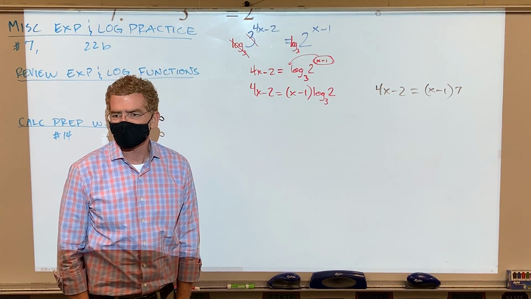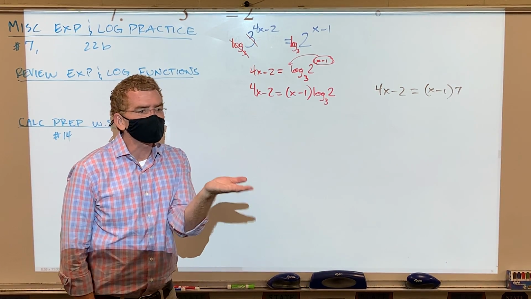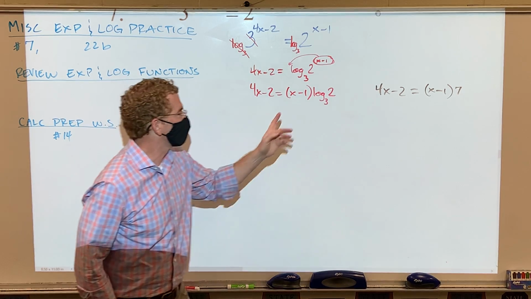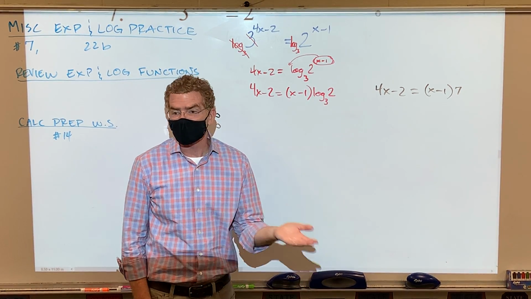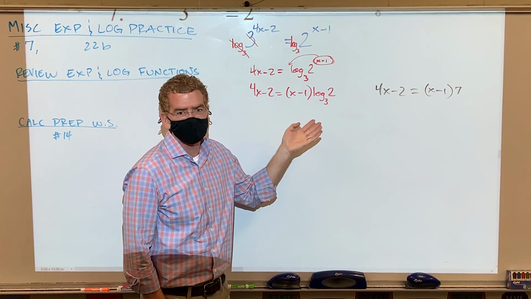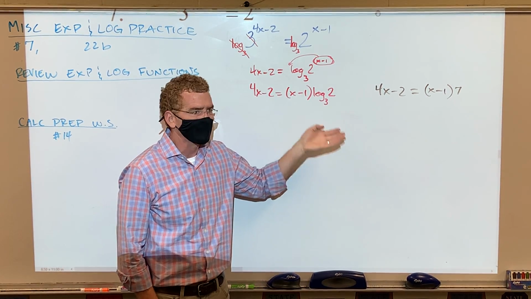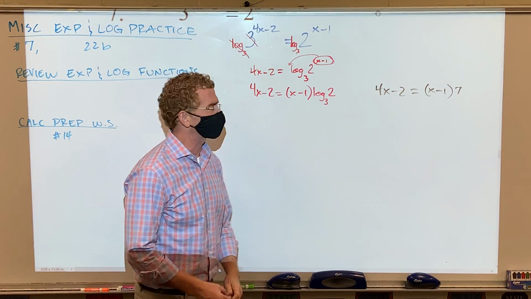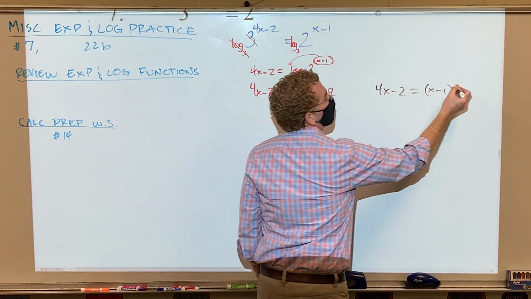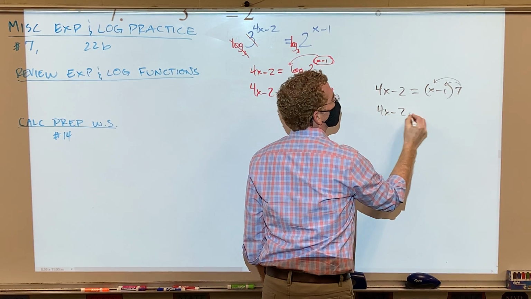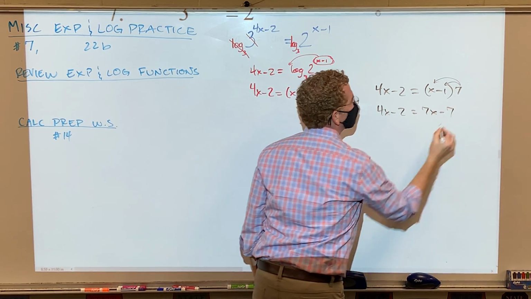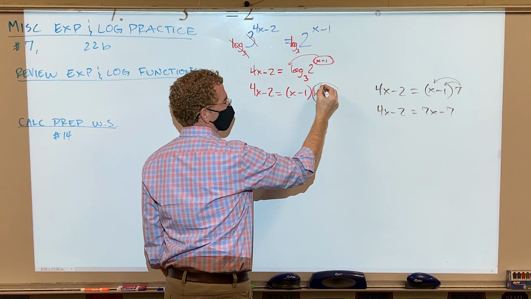You'd probably distribute the 7, because the 7 is a number, right? It's just 7. Well, what is log base 3 of 2? It's a number too. I don't know what it is. It's just log base 3 of 2. It probably has a decimal value of 0.8 or something like that if you typed it in your calculator. But the bottom line is, I can distribute that in, and that would give me 4x minus 2 equals 7x minus 7.